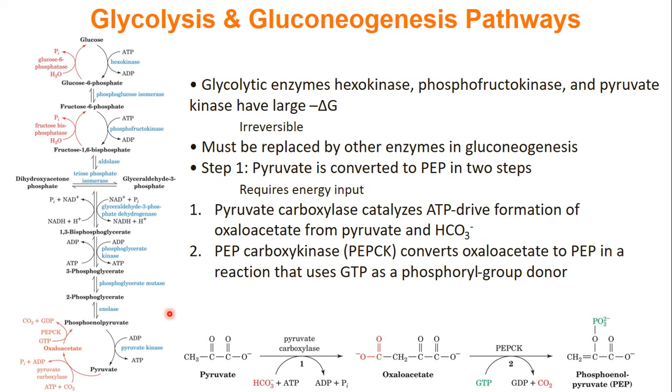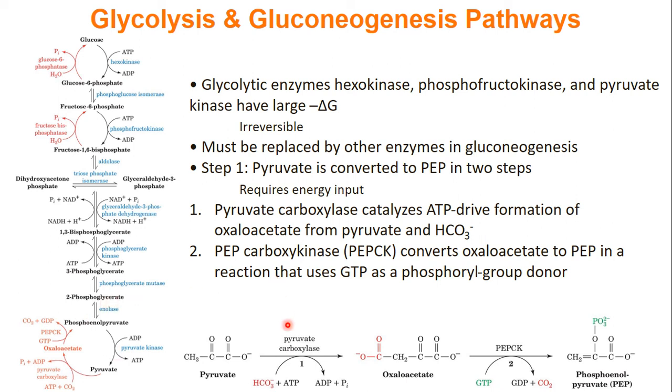So our first step from going from pyruvate to glucose is to convert pyruvate to phosphoenolpyruvate. And since going from PEP to pyruvate, you make an ATP, you need to put in a lot of energy to go from pyruvate back to PEP. So you require energy input. And this happens in 2 general steps.